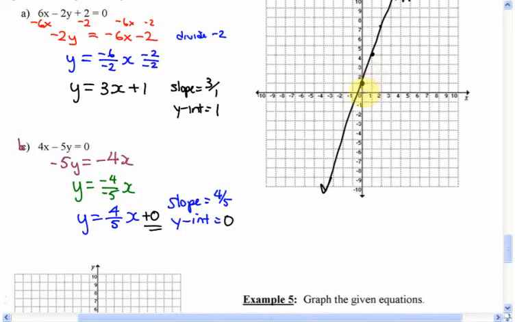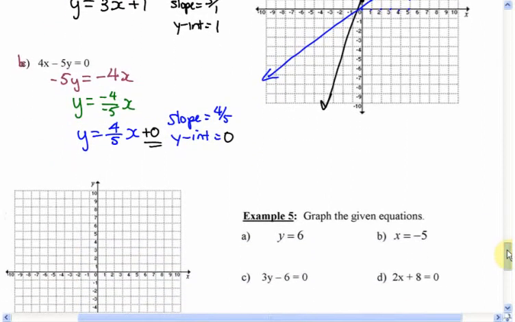Go 4/5, so 5 to the right, 4 up. There we go. Another 5 to the right, 4 up, and there's your line. There's part B. Okay.